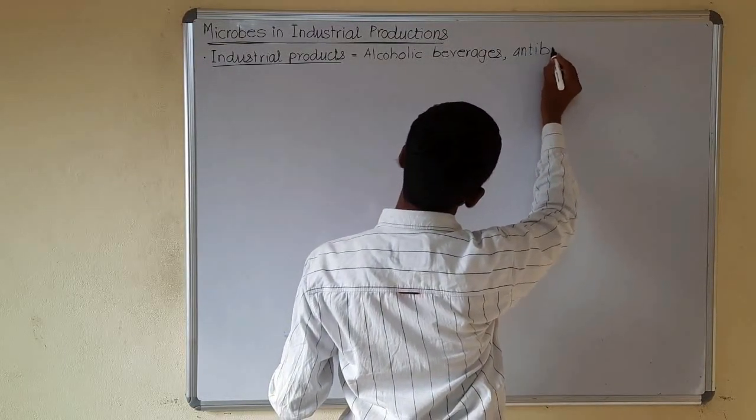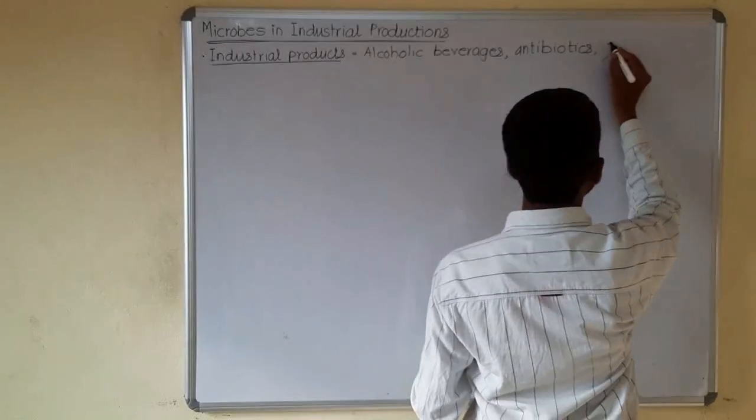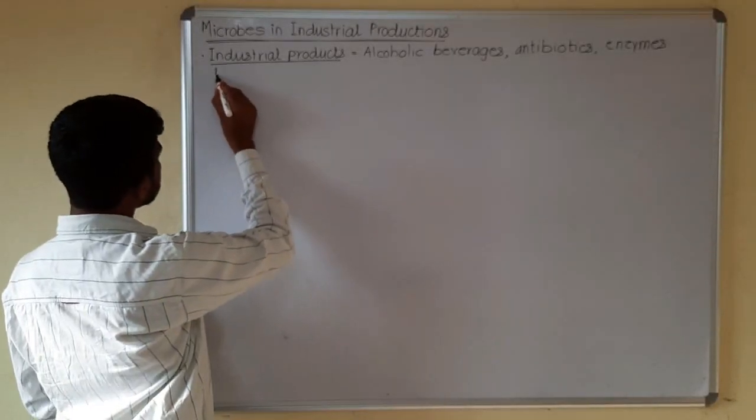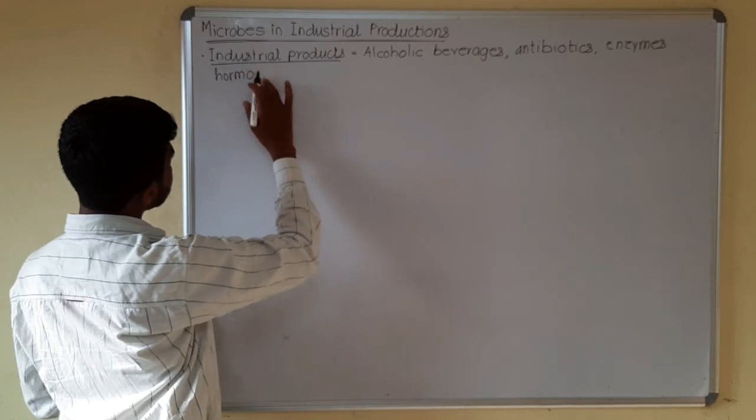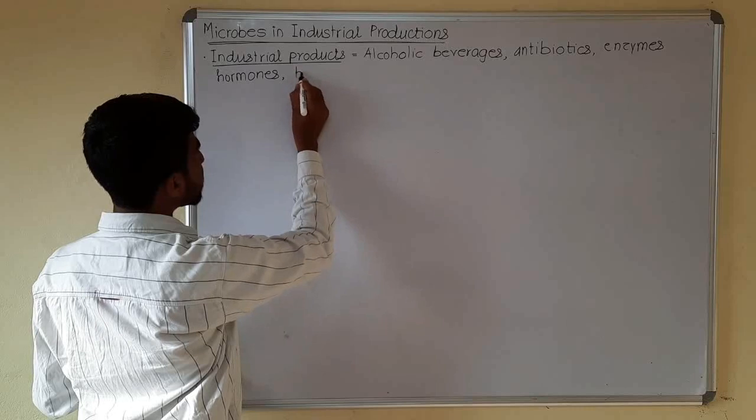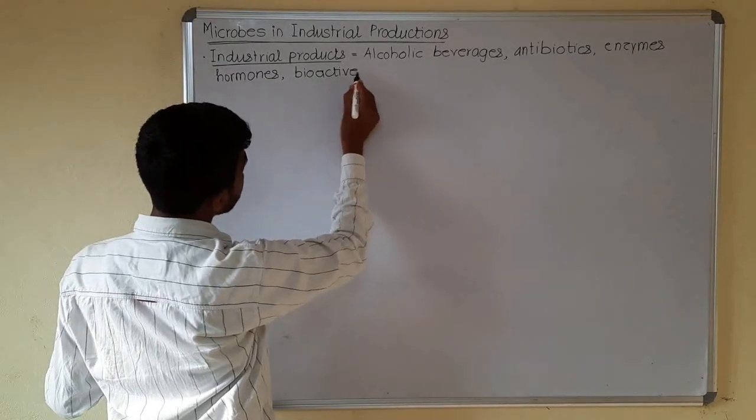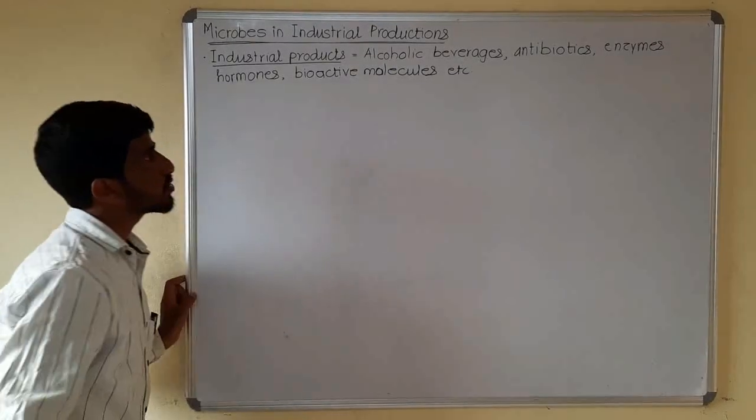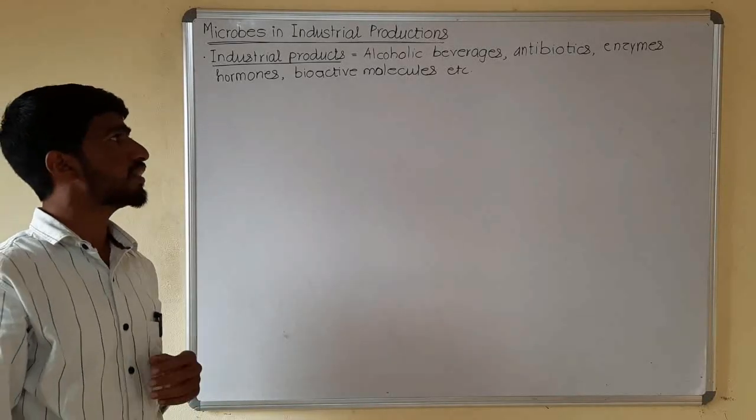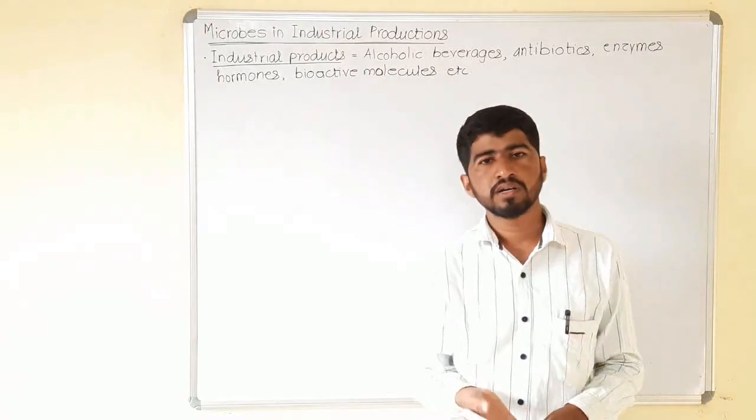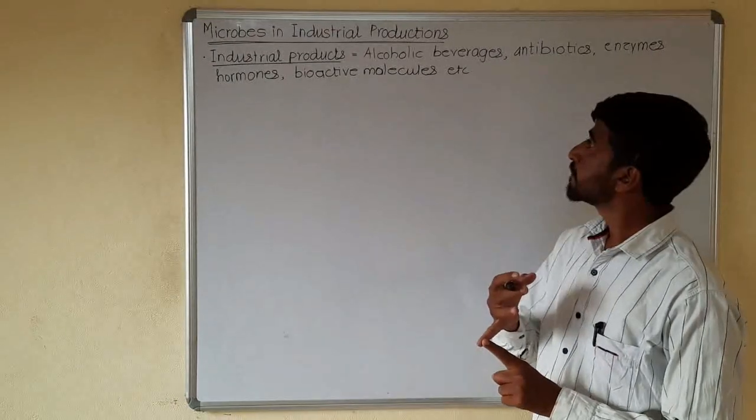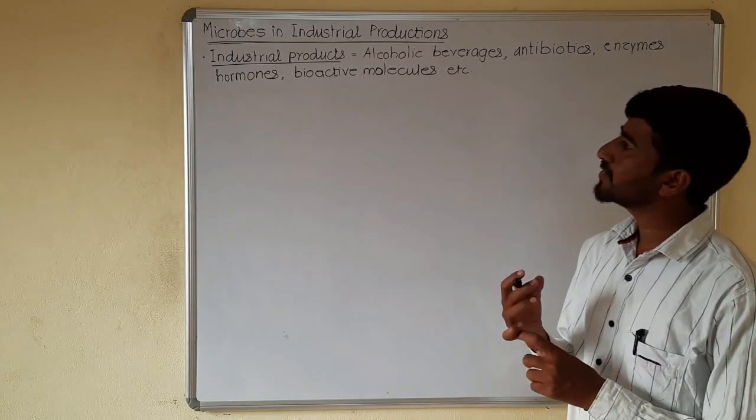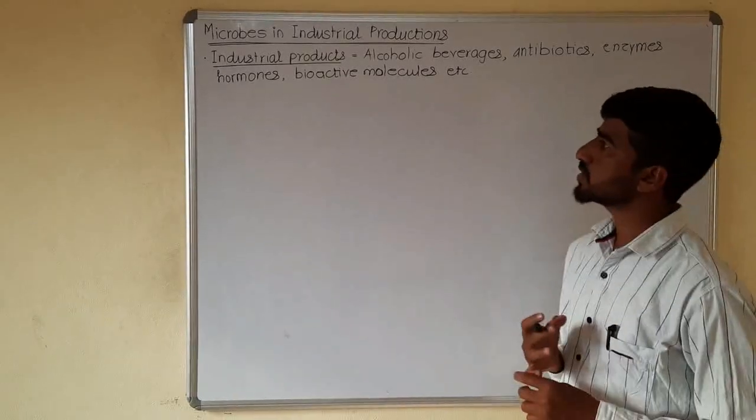Different kinds of antibiotics, various kinds of enzymes, different hormones, just like gibberellins, some kind of bioactive molecules, etc. which are produced at the industrial level. Not only all these, but also different kinds of other chemicals, just like enzymes, vitamins, and also some kinds of antibiotics. So on a large scale we can easily prepare them by using different microbes.